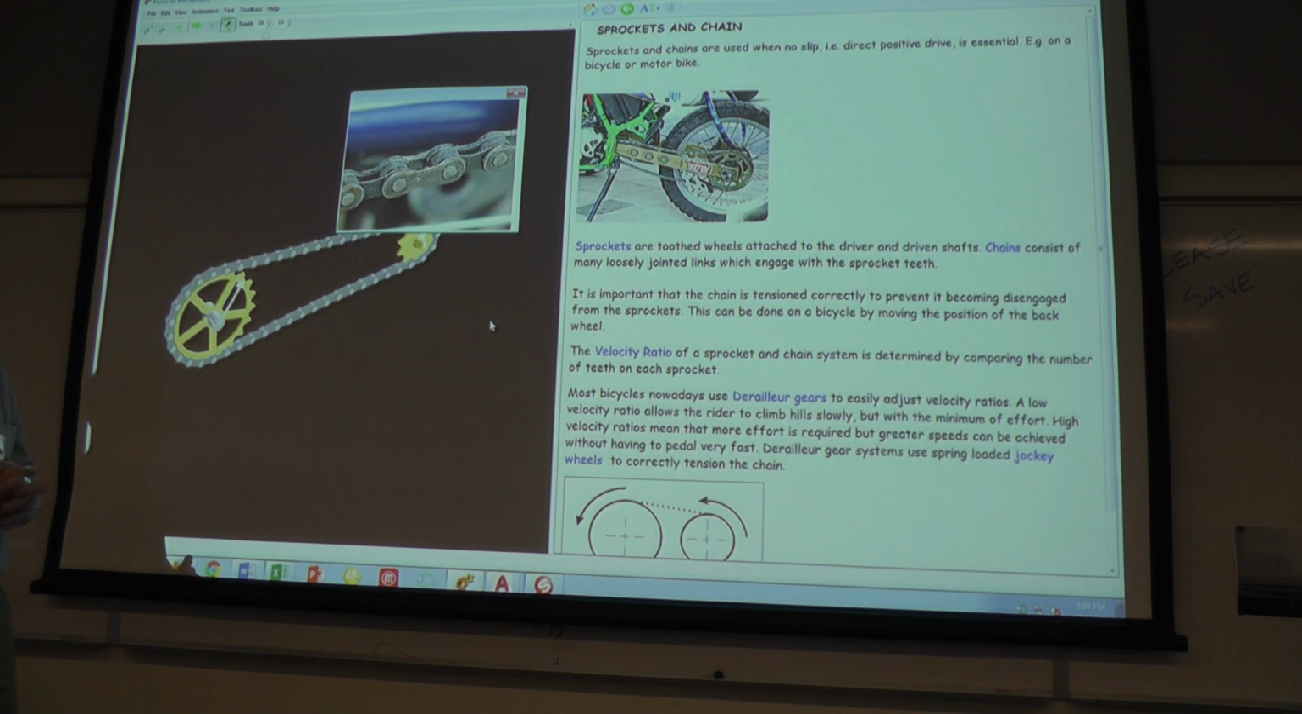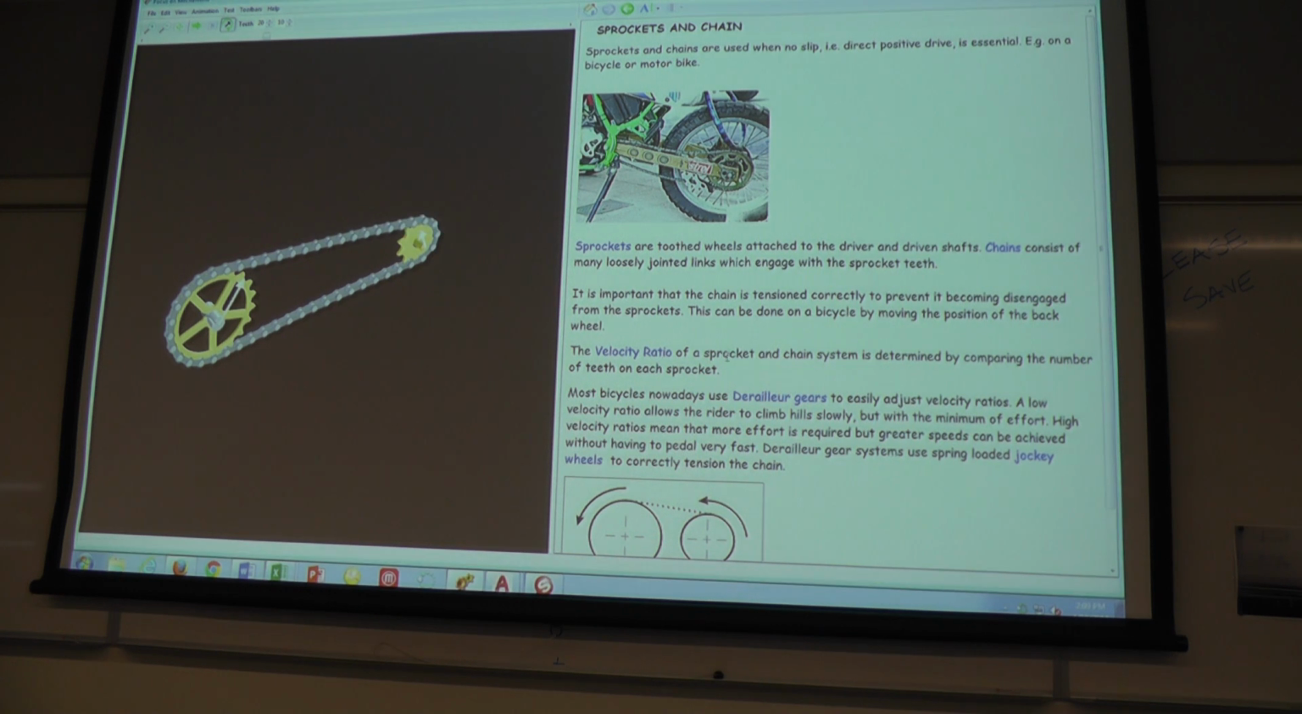This can be done on a bicycle by moving the position of the back wheel. Obviously, if I have a really slack chain, with a lot of slack in it, I run the potential of it becoming disengaged and I'm losing my power transfer ability. Velocity ratio of the sprocket in the chain system is determined by comparing the number of teeth.